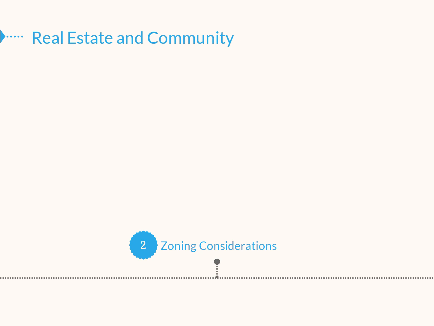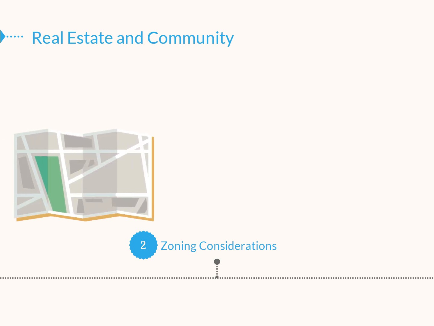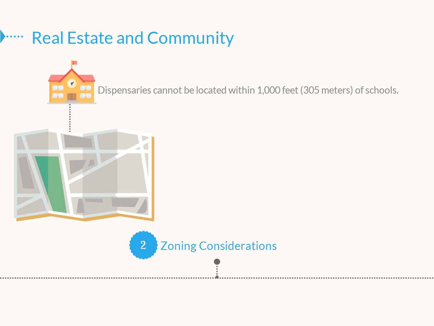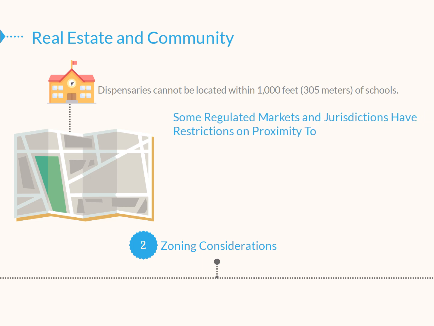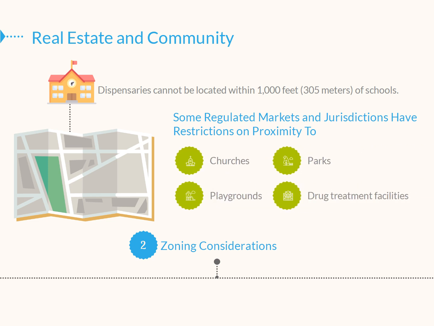2. Zoning considerations. Another common parameter is the restriction of sites for dispensaries based on zoning laws. In most regulated markets, dispensaries cannot be located within 1,000 feet or 305 meters of schools. Some regulated markets and jurisdictions have restrictions on proximity to churches, parks, playgrounds, and drug treatment facilities. Depending on where you are located, you may be forced to choose from an extremely limited variety of real estate.